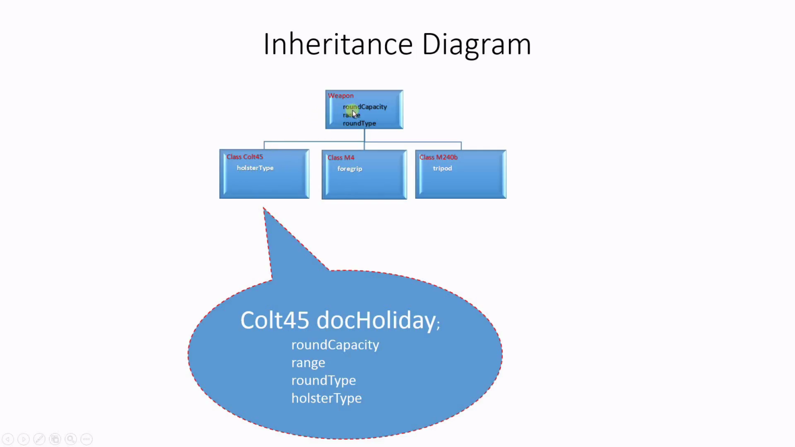So whenever you use inheritance, you need to code a lot less, and the end product is a mix of the weapon, which is the base class, and the Colt 45 class. And the same thing with the class M4. If you were to instantiate an object of class M4, you'd have round capacity, range, round type, and the foregrip. And also with the lady's gun here, you'd have round capacity, range, round type, and also the tripod.